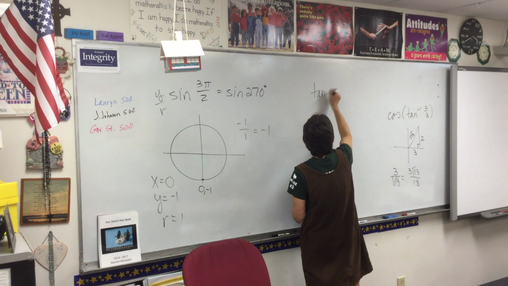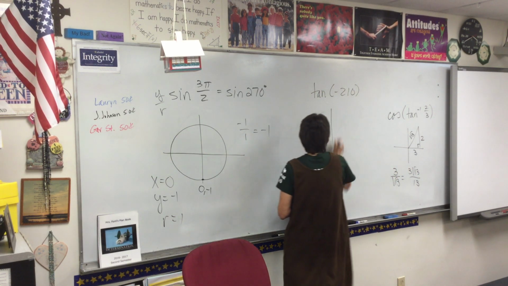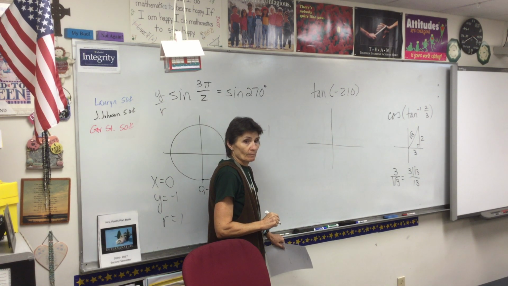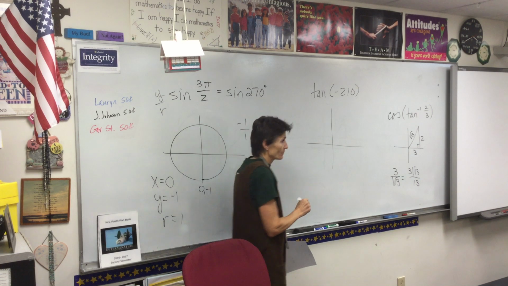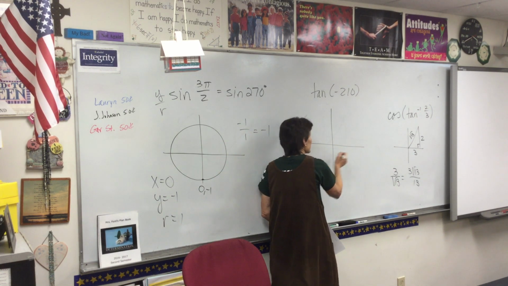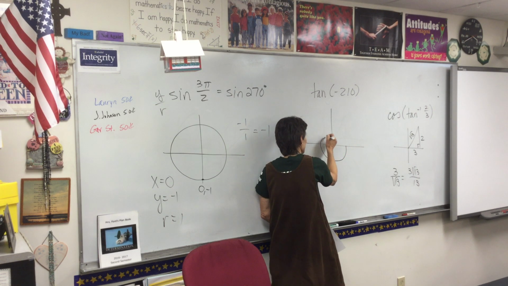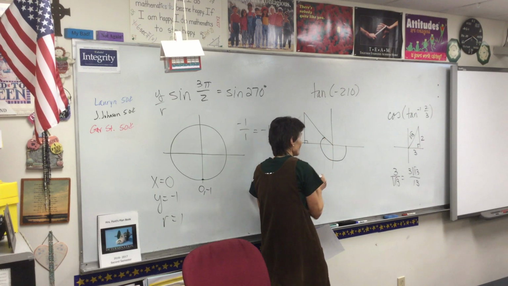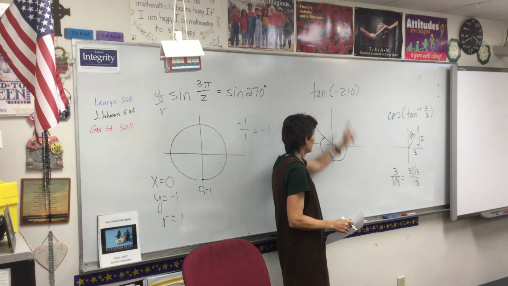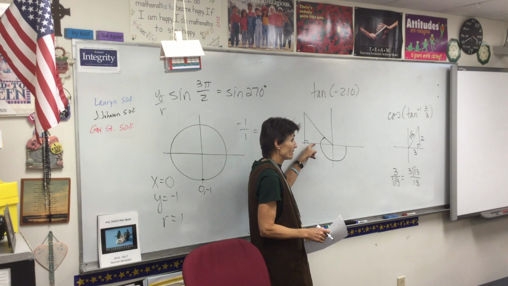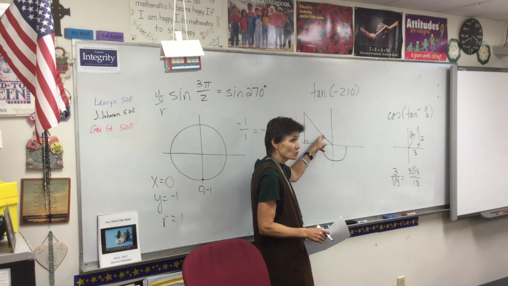Tangent, -210. First thing you're going to do is draw your angle. -210. Negative. What do I do with negatives? I go this way, right? So -210 would be right here. Now before we go any further, let's make sure everybody's clear on that. This negative means I go down. This is 90. This is 180. 210 has to go past 180.